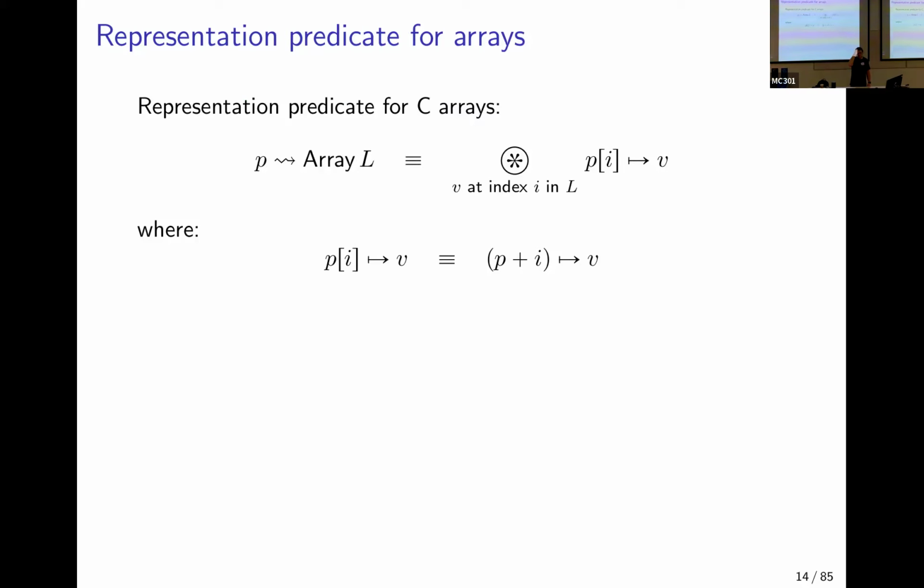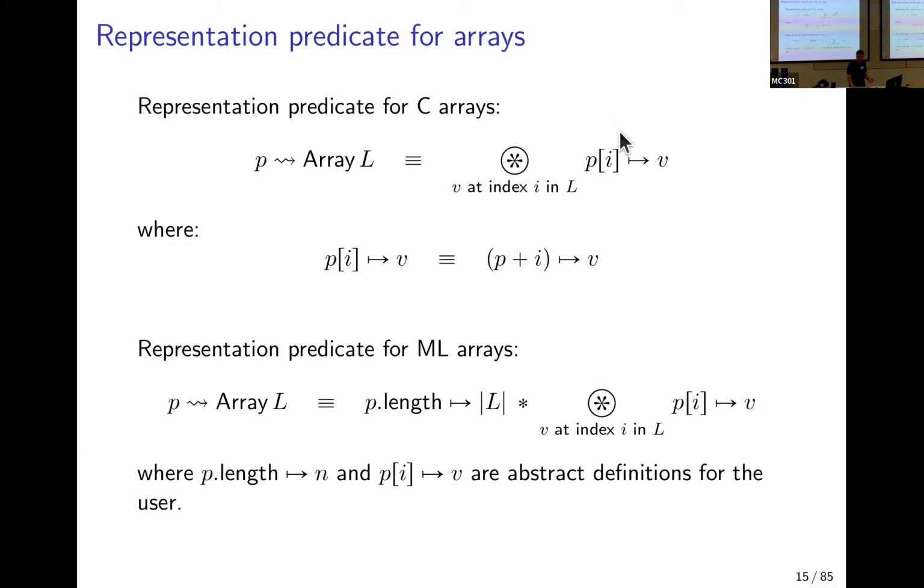Then you can do some reasoning that is a bit more local. For example, if you want to reason about arrays, in C, arrays are just a collection of pointers that are contiguous. So P points to array of L is the same as the big iterated conjunction on every index I of the list L of P[I] points to V, and P[I] points to V is basically the same as P plus I points to V. So it's not a primitive construct, it's just derived.